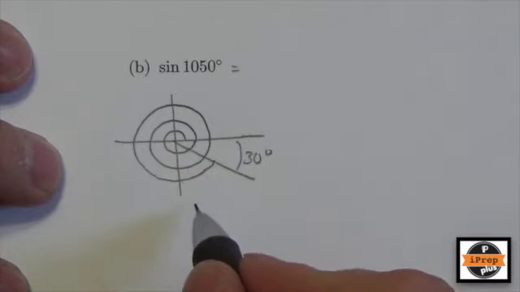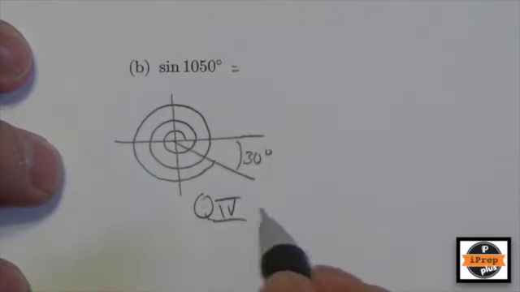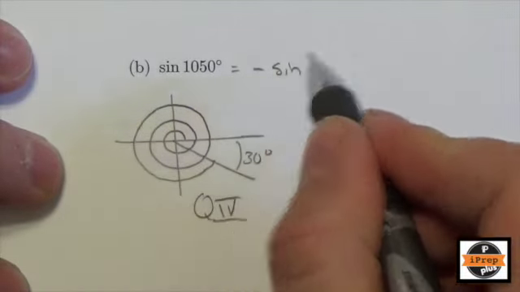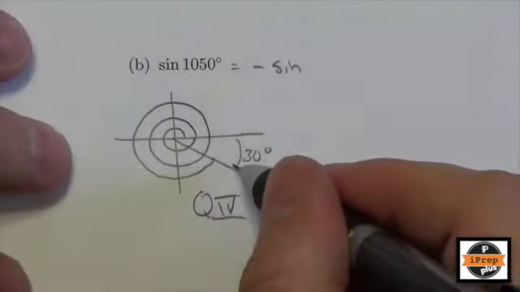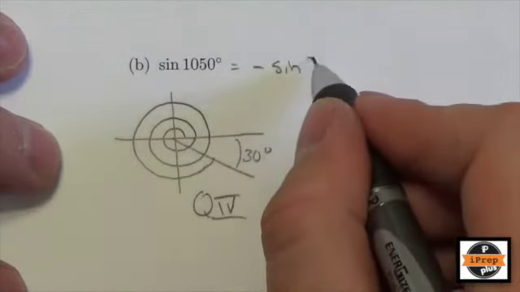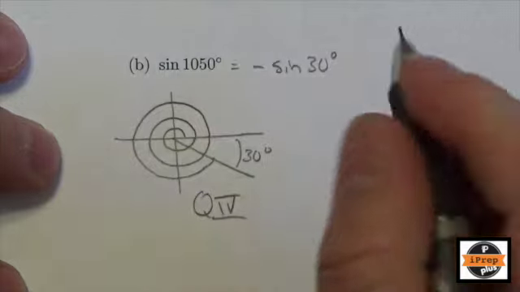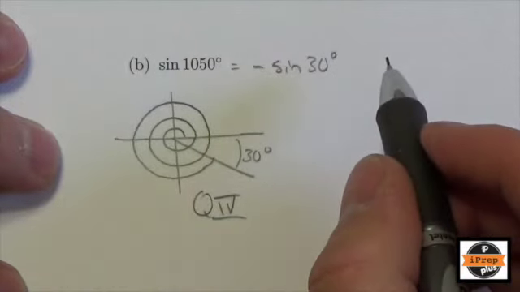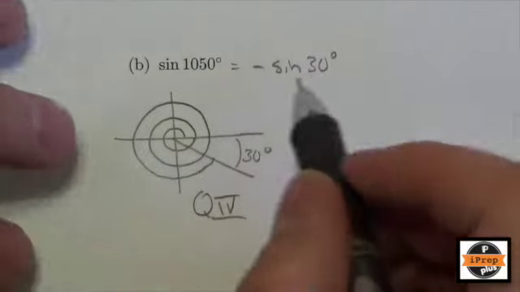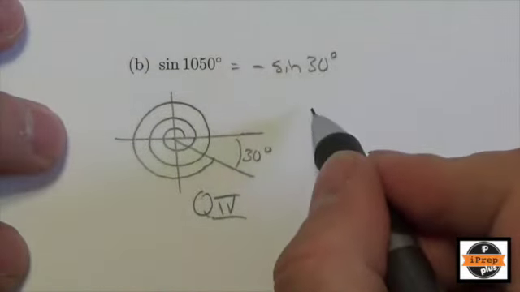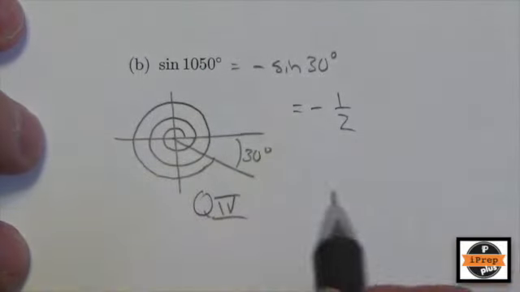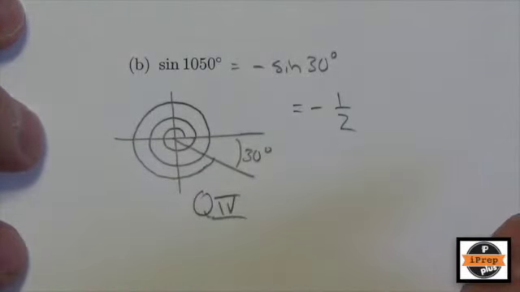And so now we end up in quadrant 4, and I know that sine is going to be negative in quadrant 4. And as I was saying, we've got this additional 30 degrees between the terminal arm and the x-axis, so that's going to act as our reference angle. And so now we're going to just evaluate the negative sine of 30 degrees, and the sine of 30 degrees is 1/2. So just like in the previous question, we got negative 1/2.